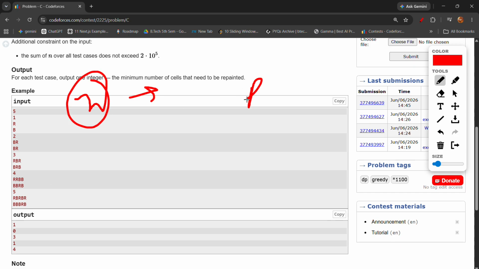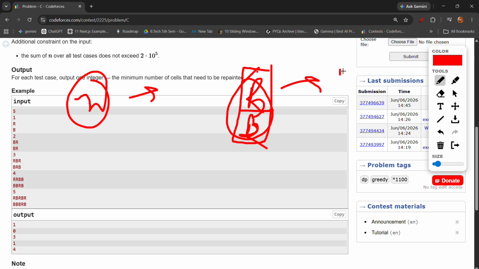The first example is really easy. I have two cells, and there's only one way I can do it: either I could make this red or I can make this blue. Both work equally well, so I can go with any option, and then it will require me to repaint just one.